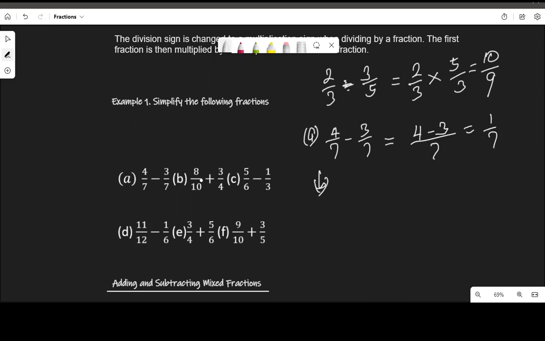For the second one, 8 over 10 plus 3 over 4.